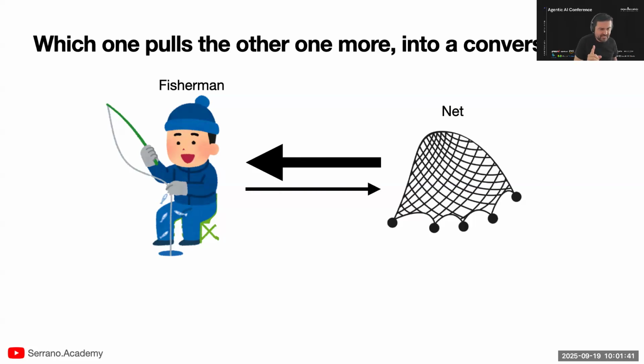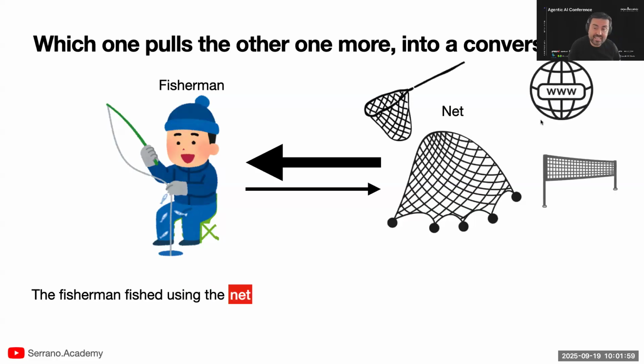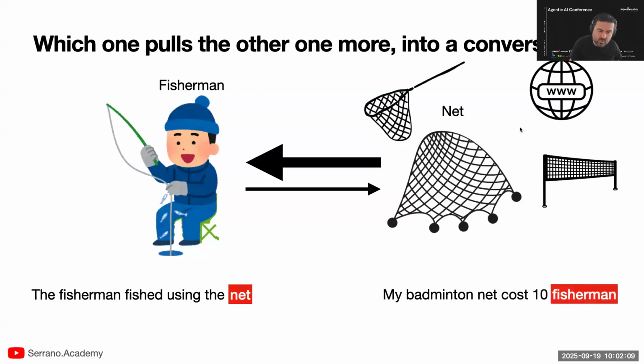Why? Because I think you have the logic very, very well there. If I'm talking about a fisherman, then the net is likely to come up in the conversation. But if I'm talking about a net, I could be talking about all kinds of nets, the internet, a badminton net, a tennis net, a network of people. So if I say net, I'm not so likely to say fisherman. Maybe I will, but maybe I won't.